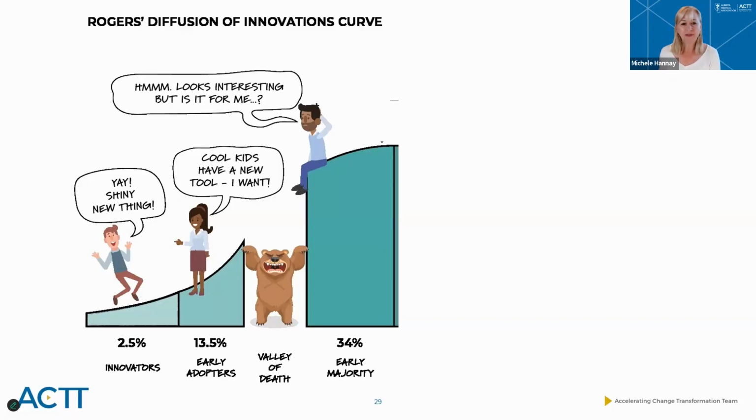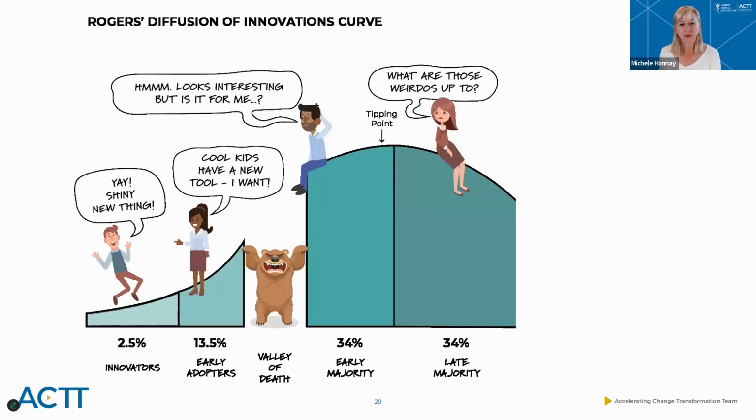And then once enough of them have adopted, we reach what Rogers called the tipping point, where the early majority are telling two friends and they're telling two friends and so on and so on. And then the adoption just takes off. And then the next 34% are the late majority. And they'll typically join once it's very clear that they're going to be left behind or at a disadvantage if they don't join.